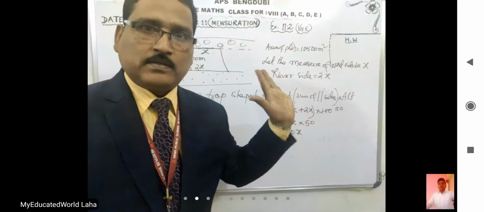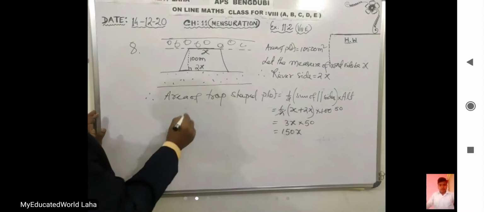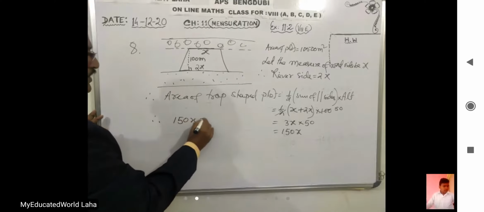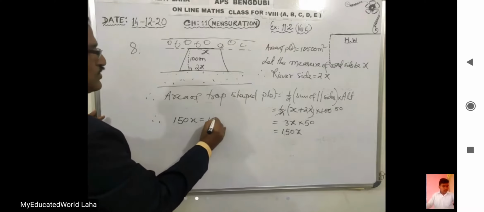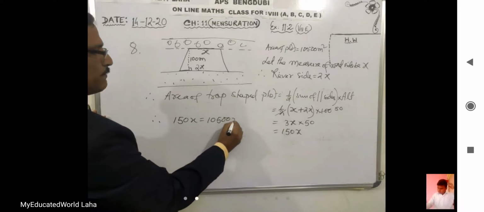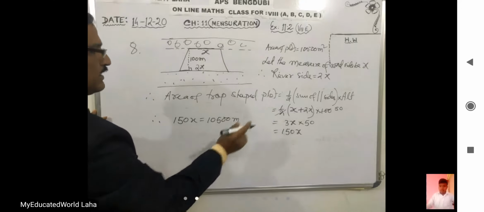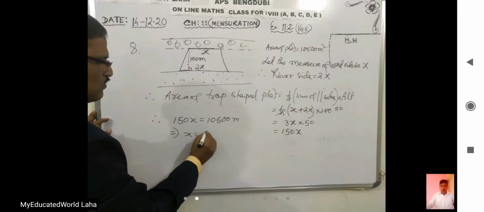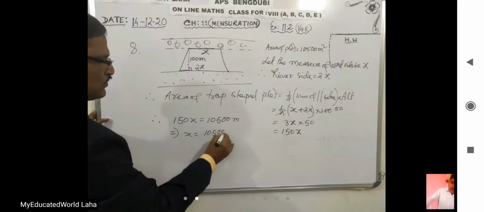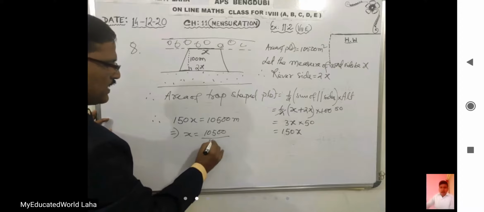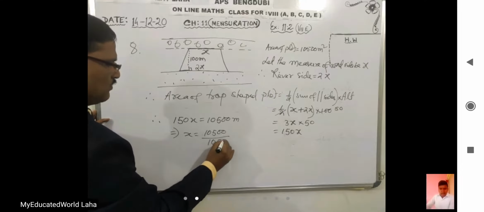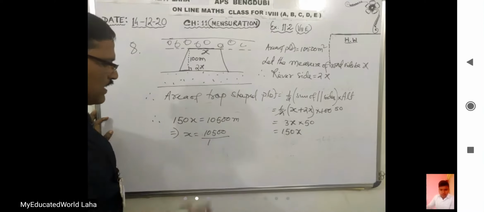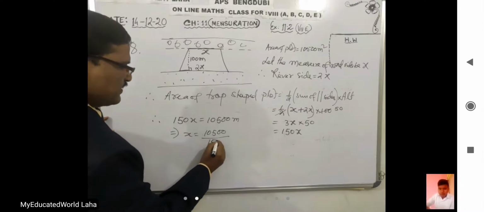Both are correct. Then a simple equation is established. Therefore, your 150x should be equal to 10500 meters square. Or x equals 10500 divided by 150.